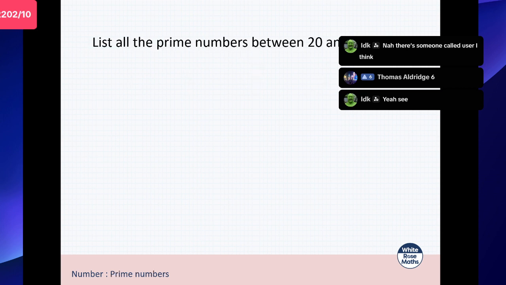Right, list all the prime numbers between 20 and 40. So just a quick recap, what is a prime number?